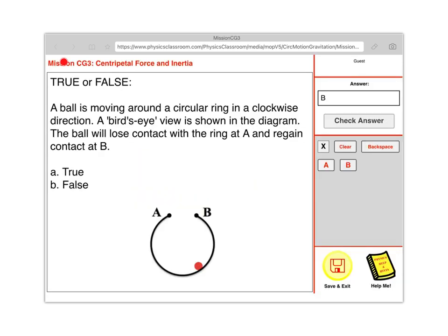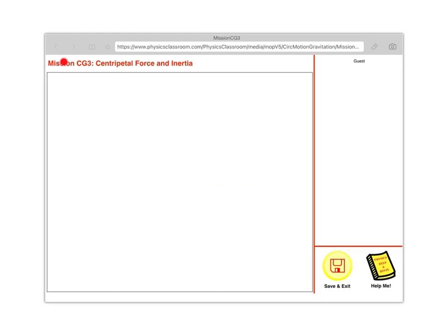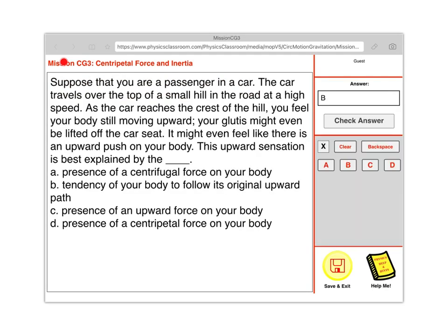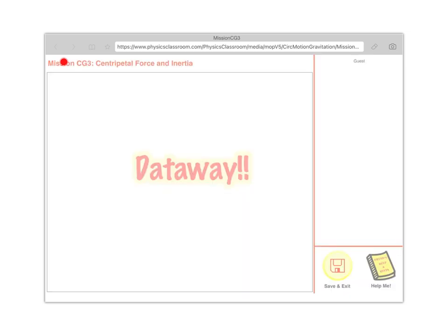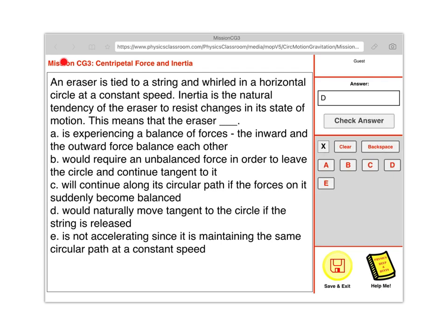The object will lose contact at ring A and go in a straight line tangent to the circle. So it's false. If you read all the answers, you can conclude that the correct one is B. And similar to all the others, the natural tendency is to move in a straight line at a constant speed. It takes a constant inward force to keep the eraser moving in a circle.